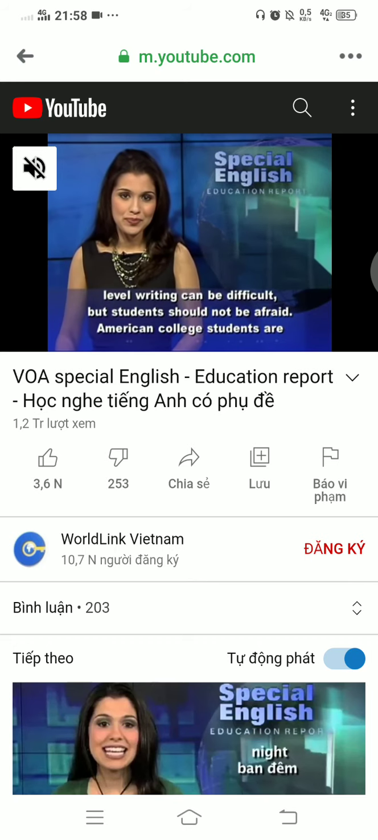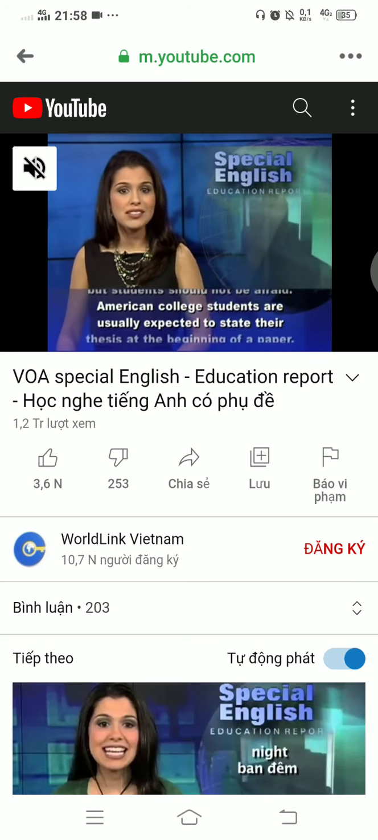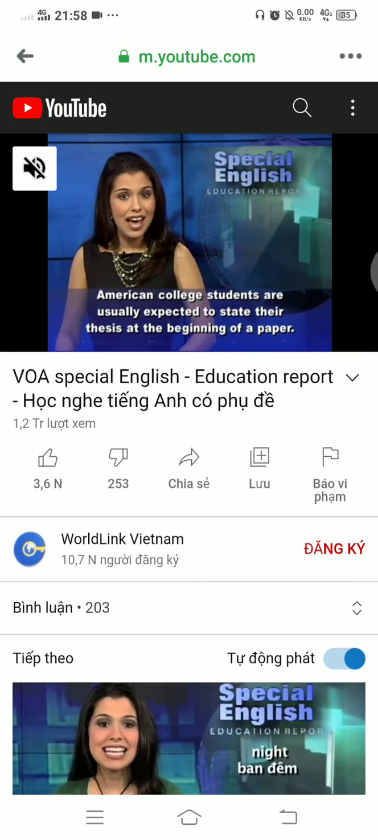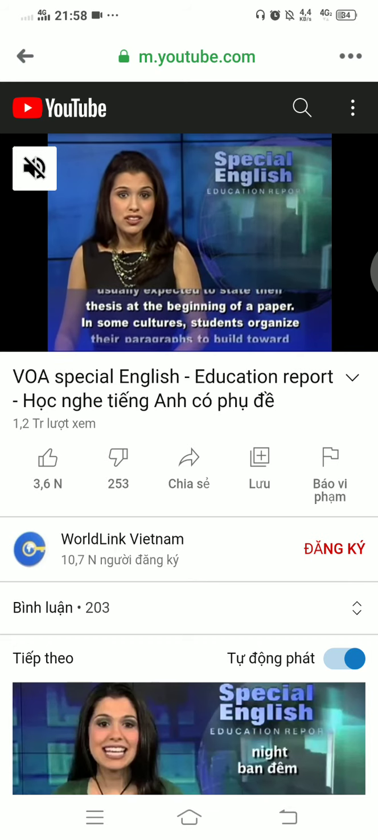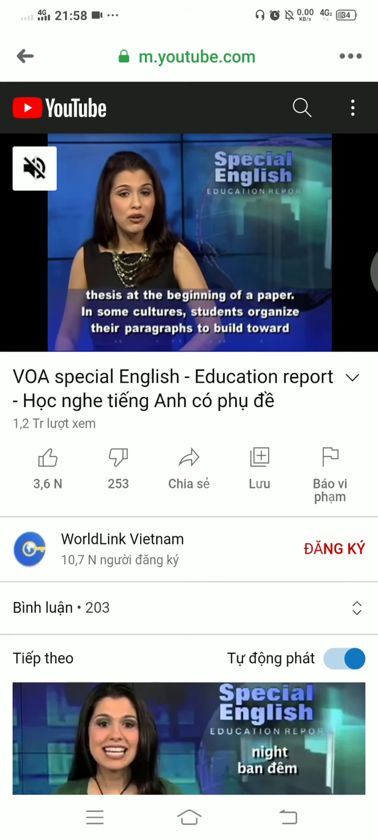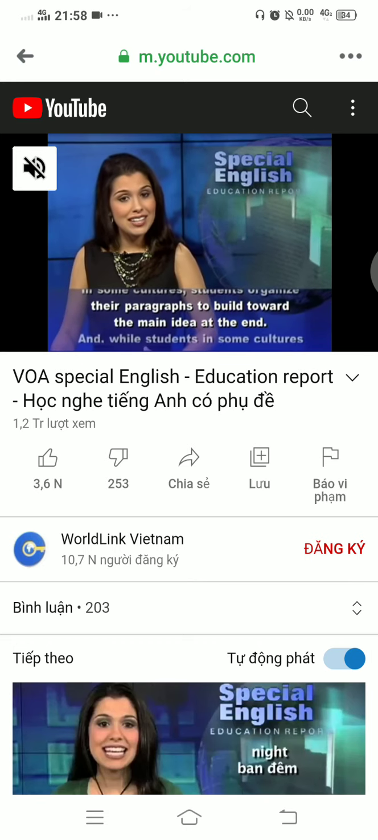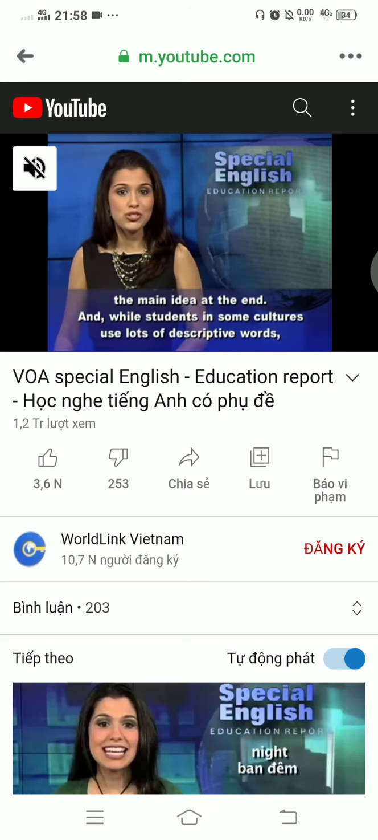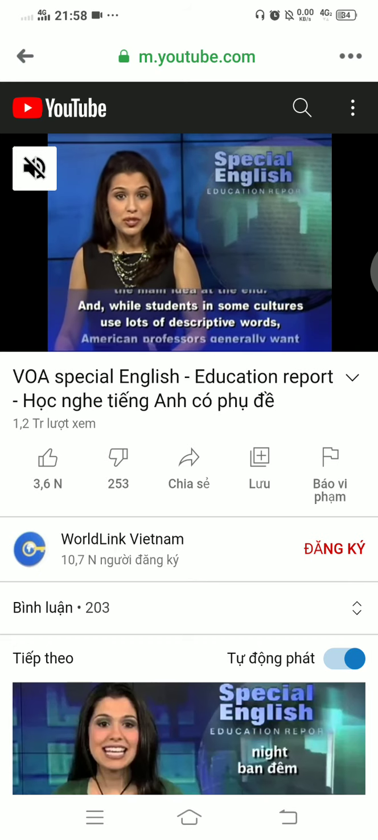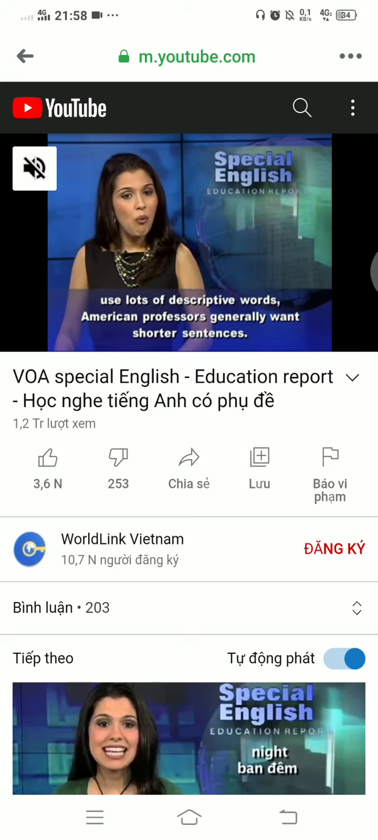American college students are usually expected to state their thesis at the beginning of a paper. In some cultures, students organize their paragraphs to build toward the main idea at the end. And while students in some cultures use lots of descriptive words, American professors generally want shorter sentences.